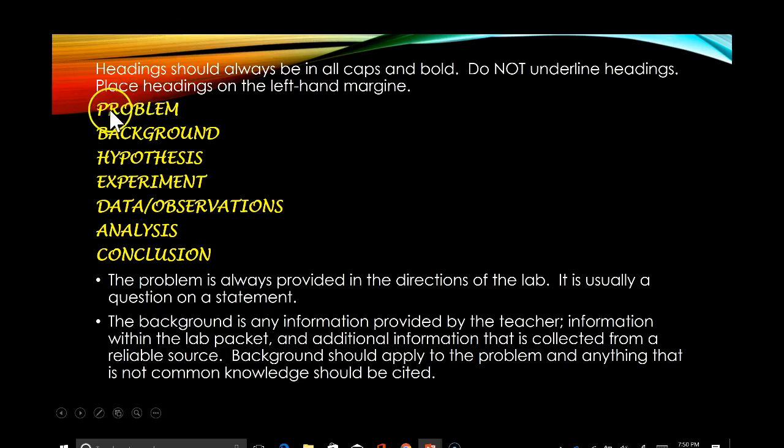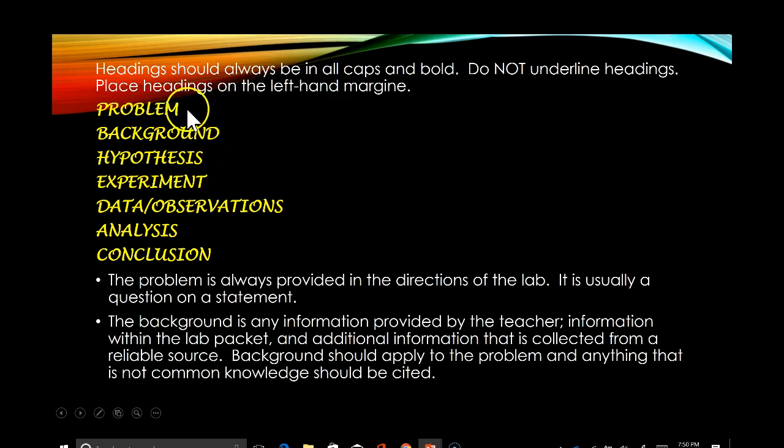So you're going to start off with the problem, and the problem is always going to be provided for you on the lab explanation and lab document. So you're just going to put problem in all caps, bold, and then in regular font you're going to type out the question. So it's just simply copying.